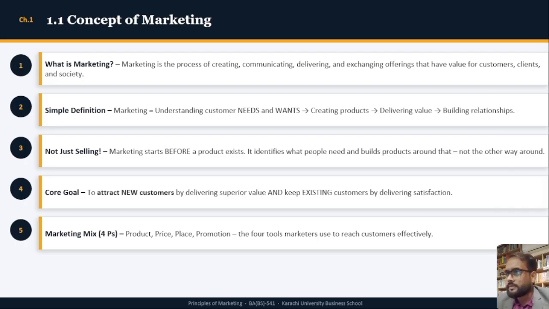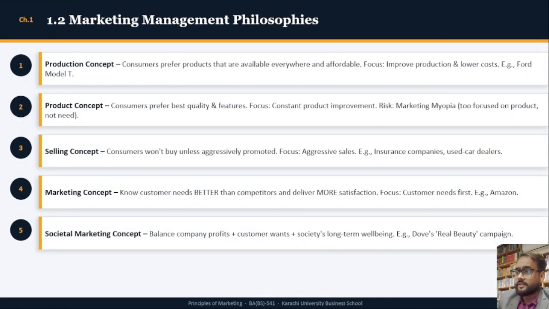Okay, let's move to the next slide, which is topic number 1.2, marketing management philosophies. What are the philosophies of marketing? Here I have discussed five philosophies. The first is the production concept, the second is the product concept, the third is the selling concept, the fourth is the marketing concept, and the fifth is the societal marketing concept.